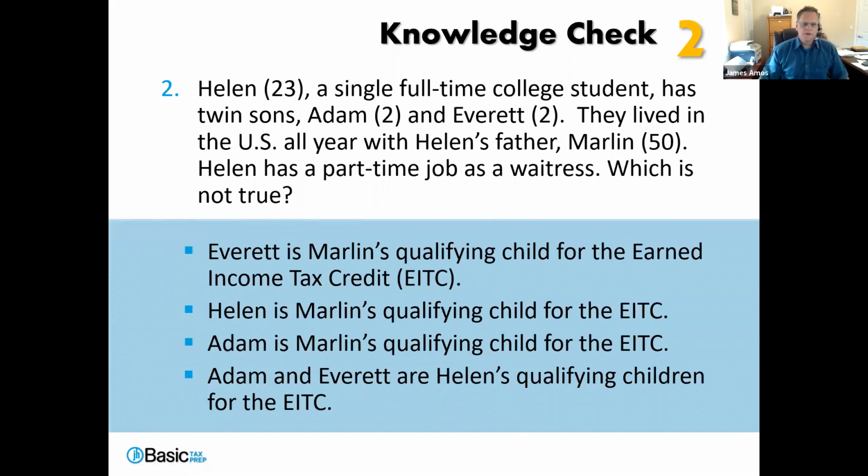Helen is 23 years old. She is a single full-time student and has 2 twin sons. Well, obviously 2. They're twins. Twin sons, Adam 2 and Everett 2. They lived in the U.S. all year with Helen's father, Marlon, who's 50 years old. Helen has a part-time job as a waitress, which is not true. So read through the list there and give me your answer. Which one is not true?